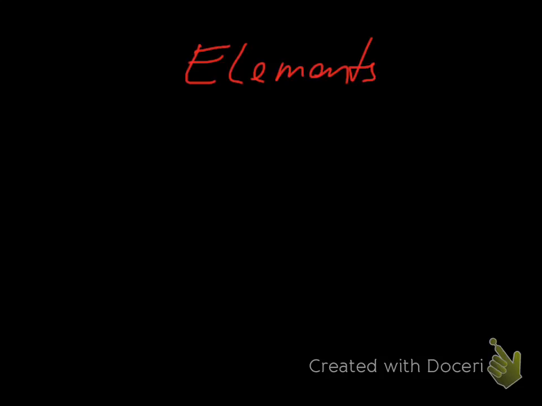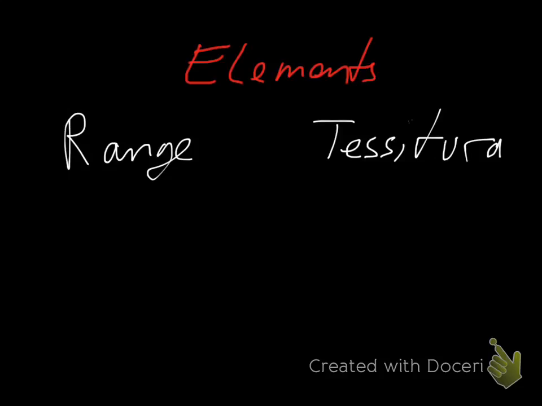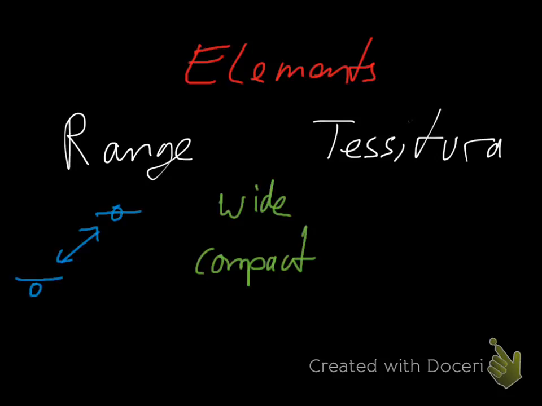Further elements of the melody include range and tessitura. They have to be explained, I think, because sometimes I hear them used synonymously, but they actually have different meanings. Both can be a wide or a compact range, or a wide or compact tessitura. The range, however, is the distance between the lowest and the highest note that occur in a melody.